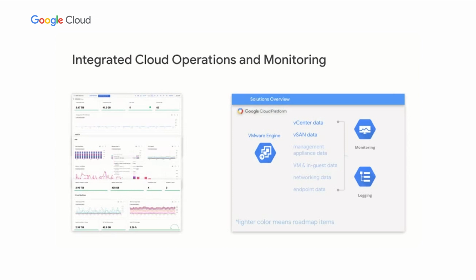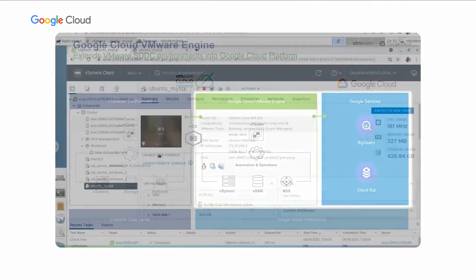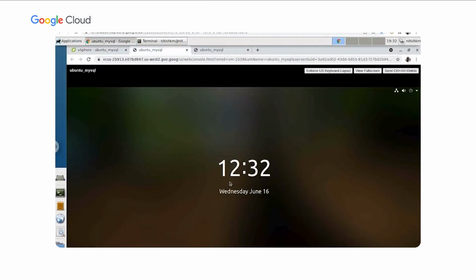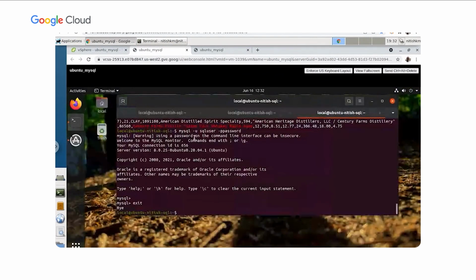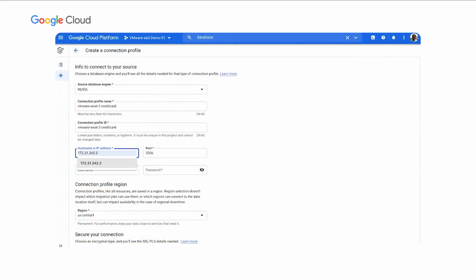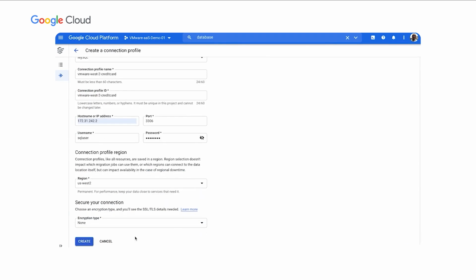As for the second example, we will look at a demo of how we integrate BigQuery with workloads running in Google Cloud VMware Engine to unlock the value of data and analytics for our customers. The fraudulent charges dataset is in a MySQL database running on-premises in a VM. We have taken that data and migrated the VM to Google Cloud VMware Engine using HCX. Now we can access the data with Google Cloud services.